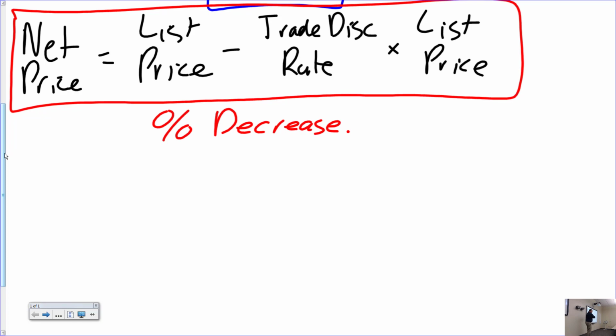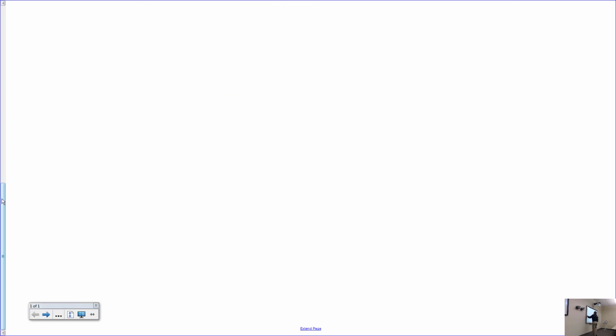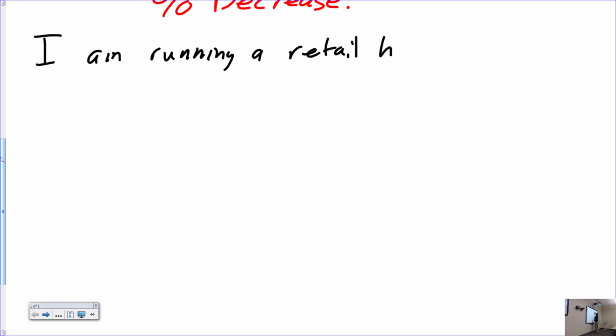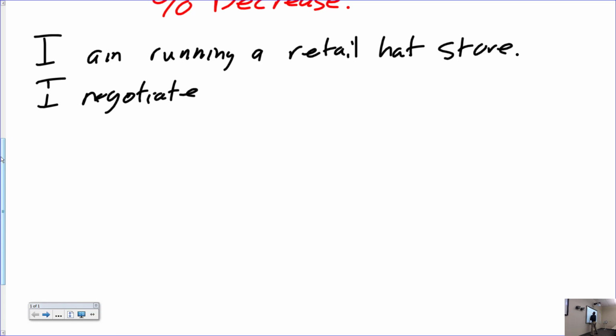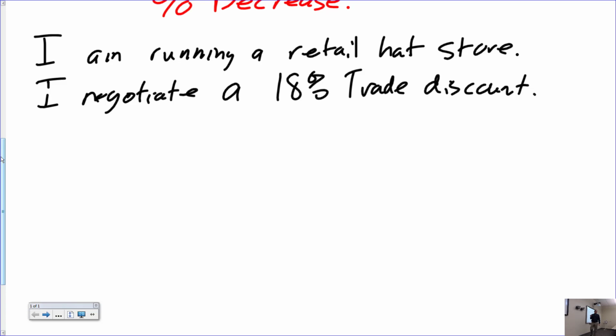So, let's suppose that I say, all right, what kind of a retail shop should we run, folks? Hats. Hats, okay. So, I am running a retail hat store. Now, how good of a negotiator am I, folks? Marginal to decent. Okay, so I negotiate, let's say, an 18% trade discount. That's my trade discount rate.